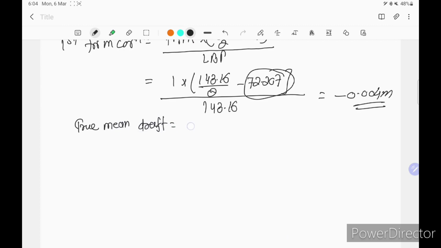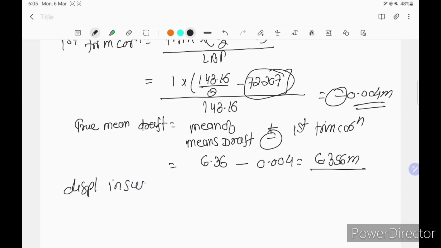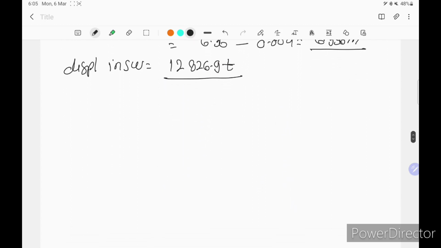Now we calculate the true mean draft. The formula of true mean draft is mean of means draft plus or minus first trim correction. So put the value 6.36. Since it is minus, we'll use minus 0.004. So 6.356 meter. Now for this we calculate displacement in seawater: 12826.9 ton. Understood?